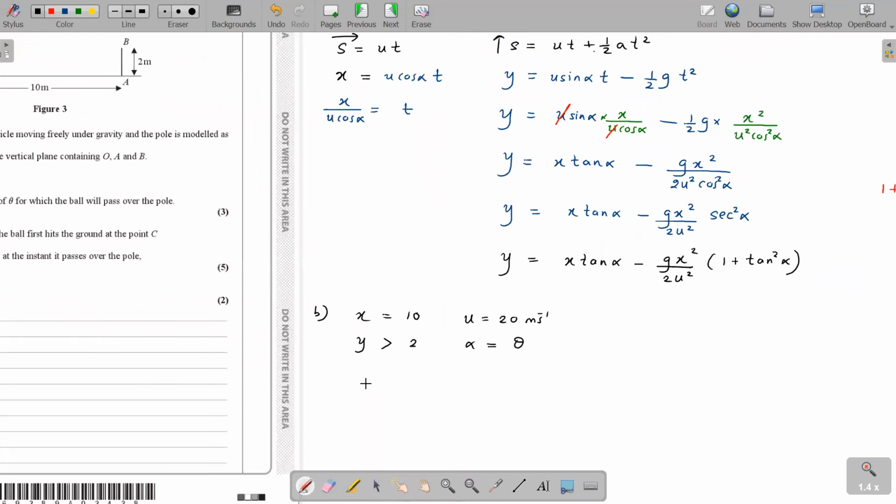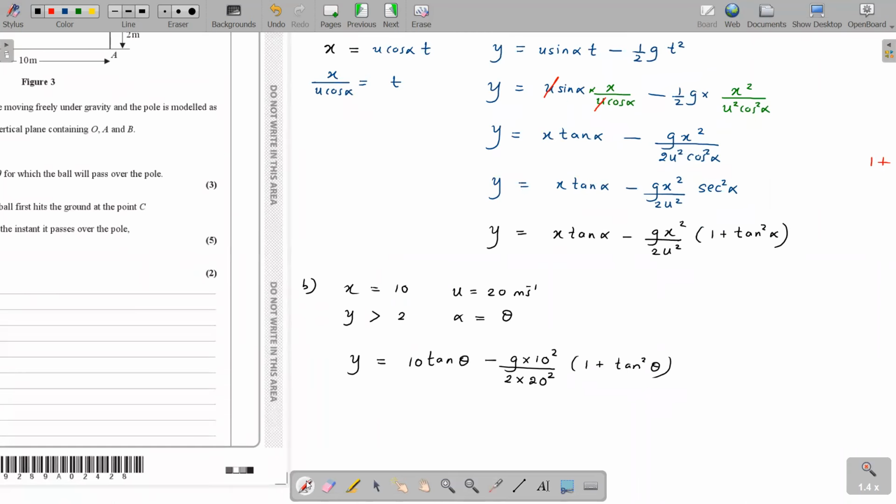So we have the equation y equals x tan alpha, x is 10 and alpha is theta now, minus g into 10 square over 2 times u square, where u is 20 square. Do you agree with my working? 1 plus tan square alpha is 1 plus tan square theta. I replace all the values: x is replaced by 10, and u is replaced by 20. Yeah. Let's fix this equation.